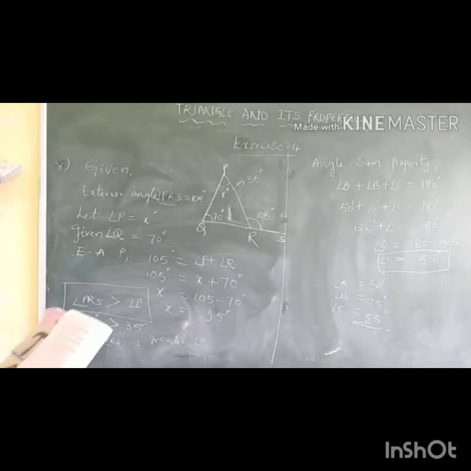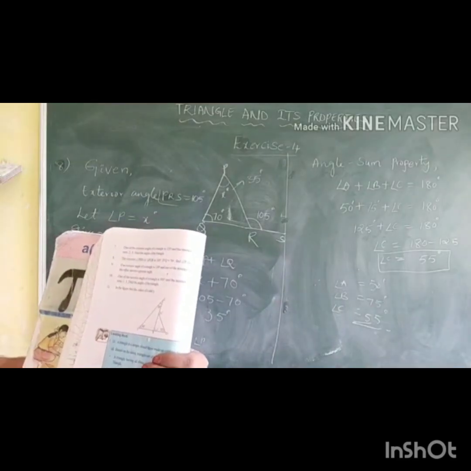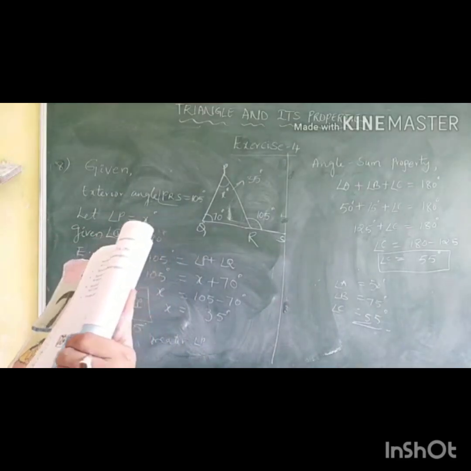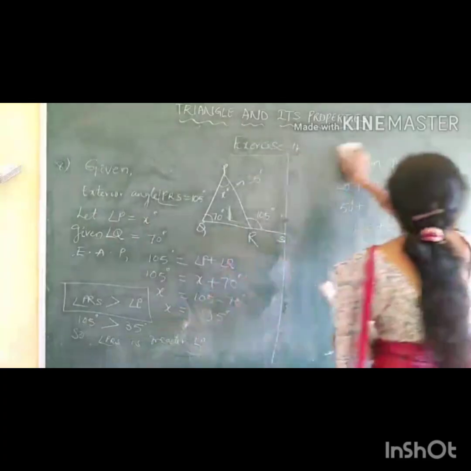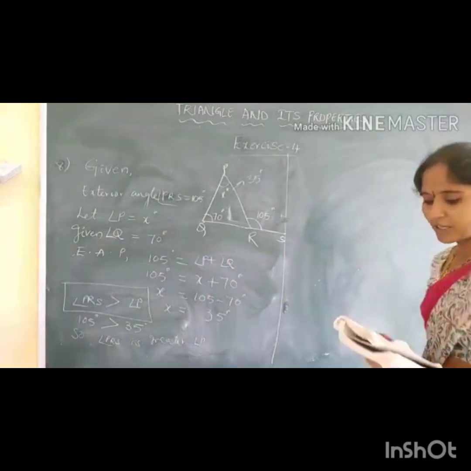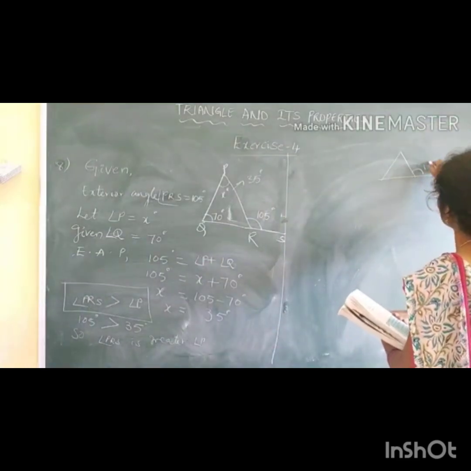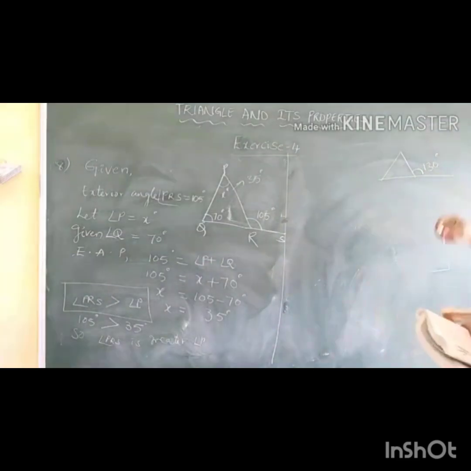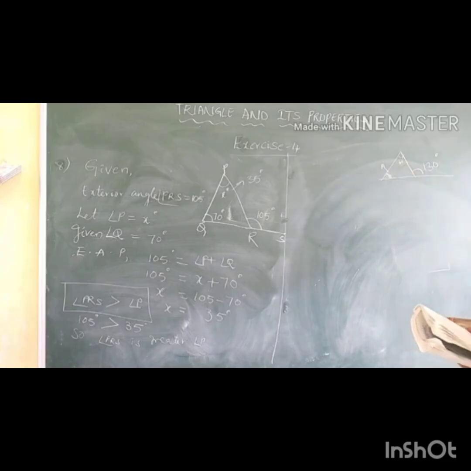Understood, children? Coming to the 9th sum: if an exterior angle of a triangle is 130 degrees and one of the interior opposite angles is 60 degrees, find the other interior opposite angle. Easily you can do it using the exterior angle property. Already they gave the exterior angle is 130 degrees, and one of the interior opposite angles is 60. You can find another opposite interior angle.